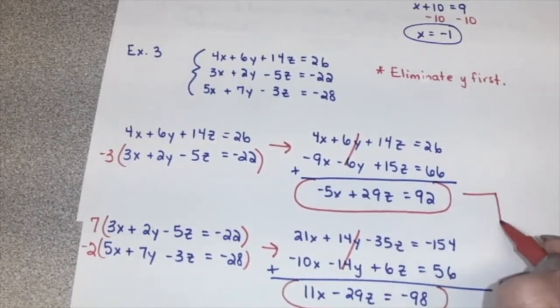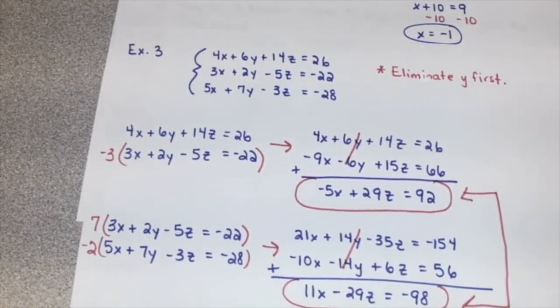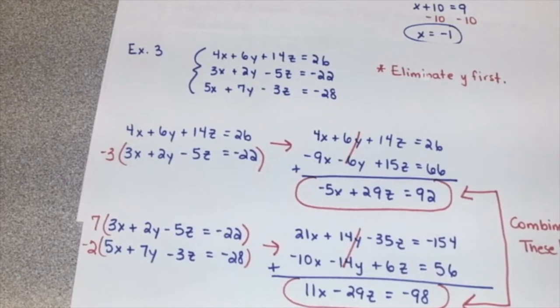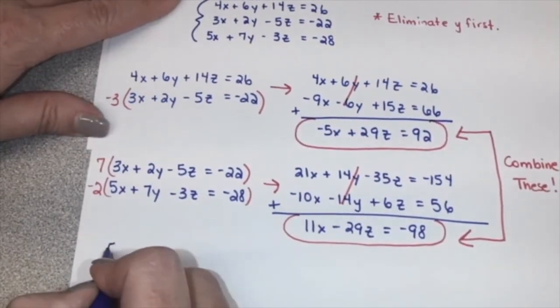Because now notice here and here, I have 2 equations with only x and z in them. Okay, so now I'm just going to combine these together. That was the whole point in the 2 steps that I just did, was to eliminate the y so that I only had 2 variables left over. So now let's stack those 2 equations up.